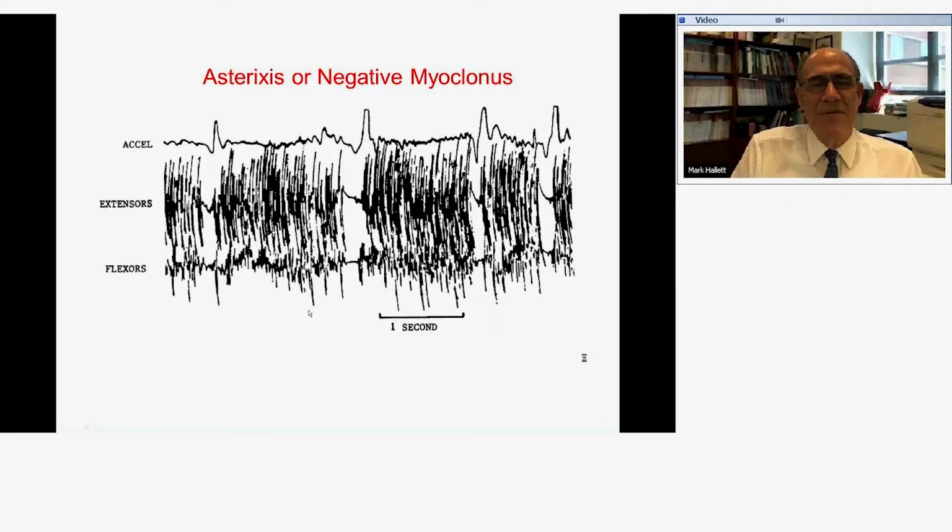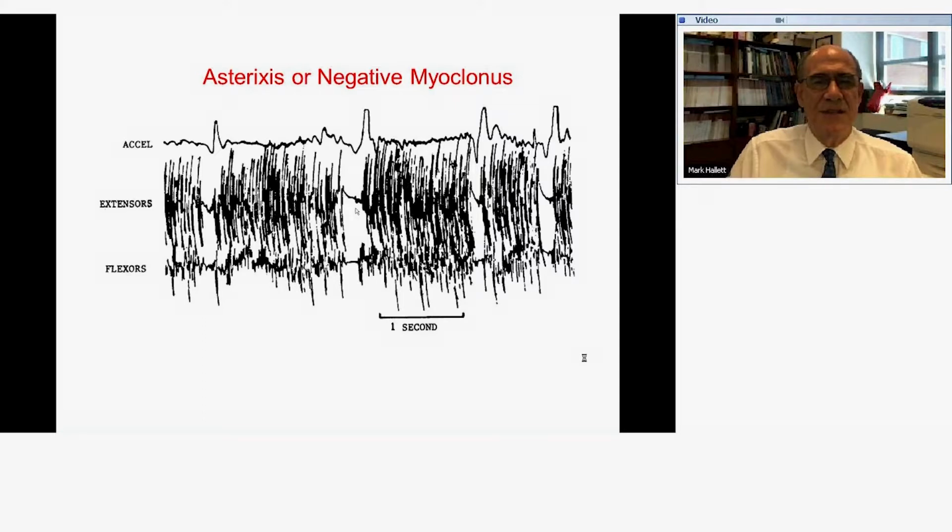Now there's another type of pattern that one can see with myoclonus, and that's negative myoclonus as opposed to positive myoclonus. Negative myoclonus can also be called asterixis. And this particular type of recording here has an accelerometer which measures the movement at the wrist joint here, and these are extensors and flexors of the wrist. And you can see that the movements are occurring at the time of a synchronous pause in the EMG. So this is a negative phenomenon as opposed to the positive phenomena that I was showing you before.